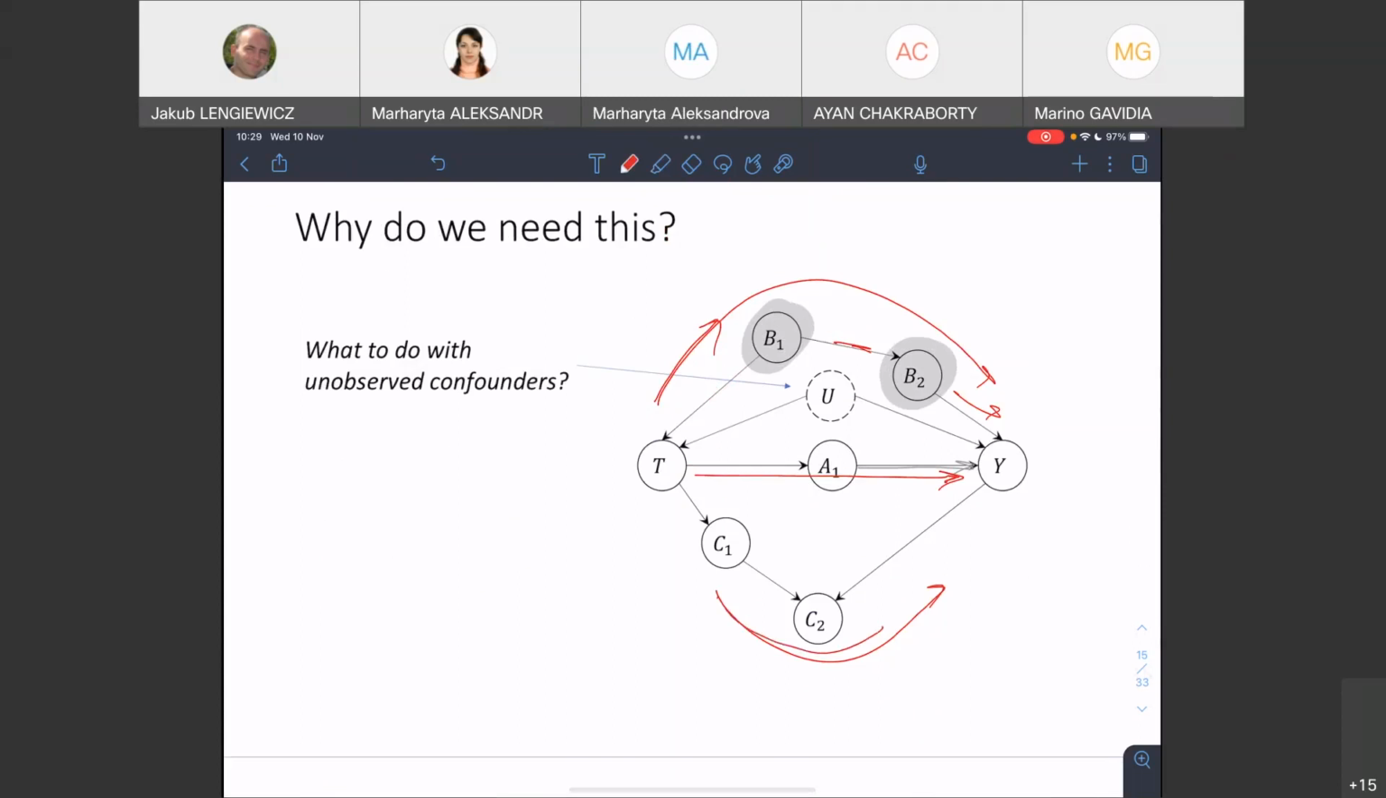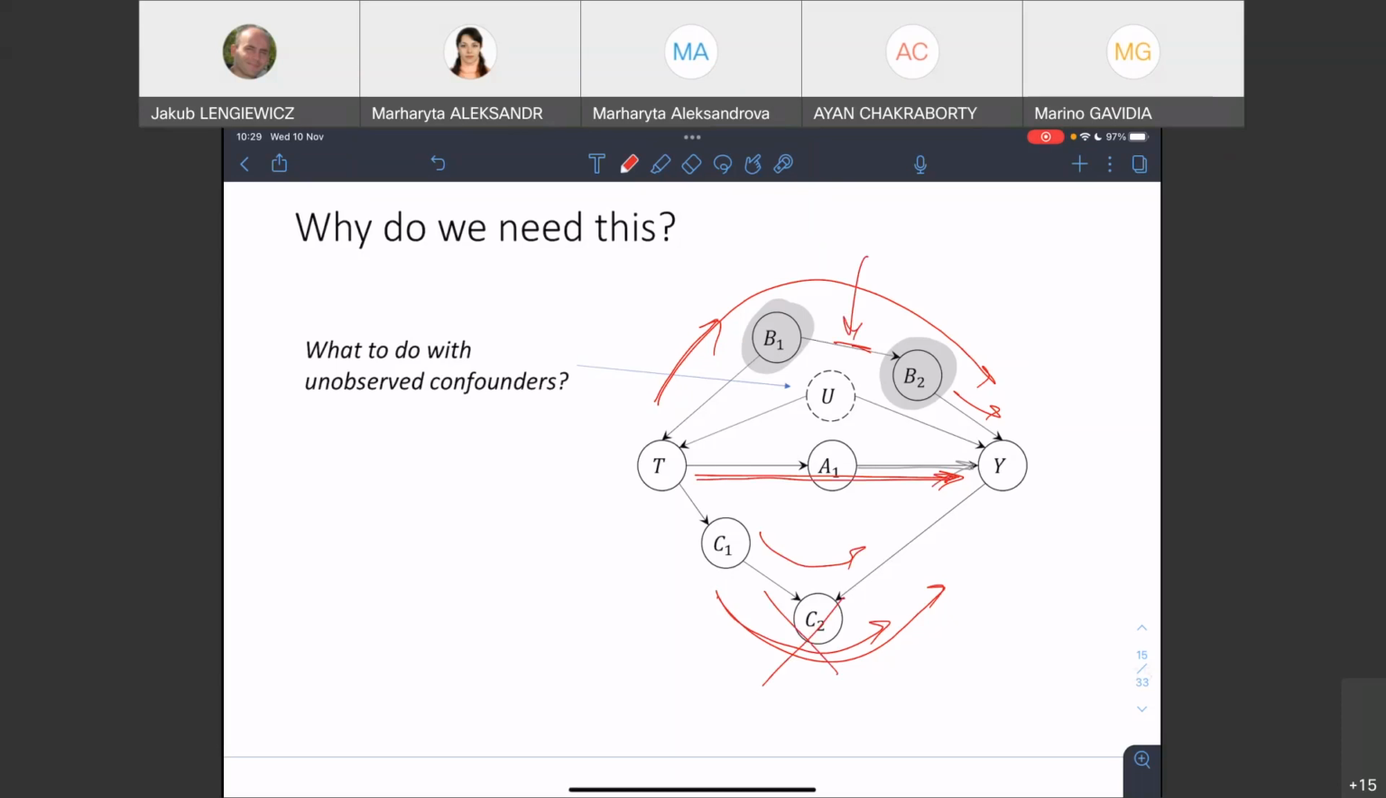The second path has a V structure, and we know that without conditioning, this path is blocked. So this path is already blocked. We only need to block this one, and then the association that we measure will be explained only by causal association flowing through the directed path.